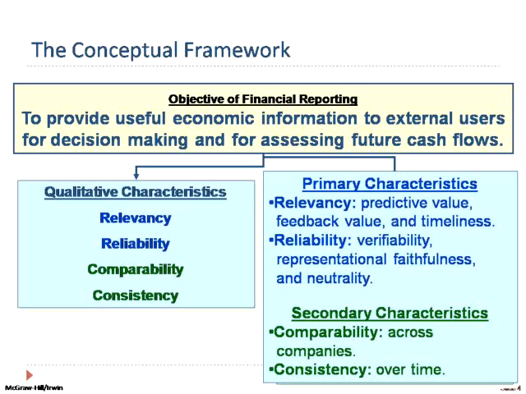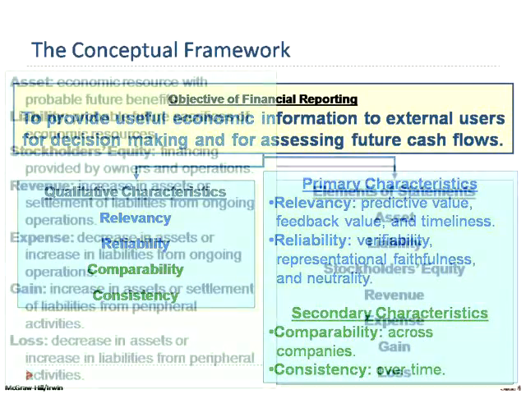The secondary characteristics of economic information are comparability and consistency. Comparability means that we can compare information across companies. Consistency means that the company uses the same accounting rules on measurements from one accounting period to the next.